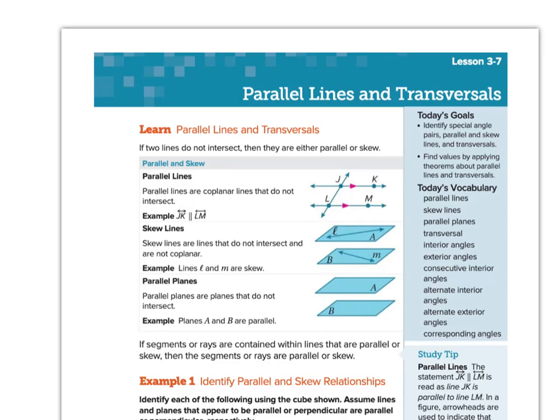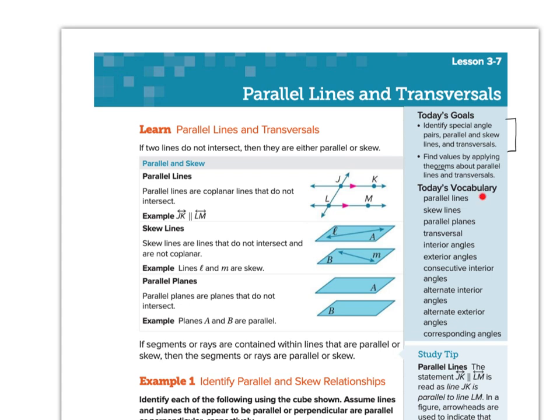And here we go again, and welcome back. We are talking today in 3-7 about parallel lines and transversals. We're going to talk about some basic definitions here: parallel lines, skew lines, transversals, special angle pairs, and then we want to be able to find values using these identifications or definitions, or in this case, theorems, things we can prove.